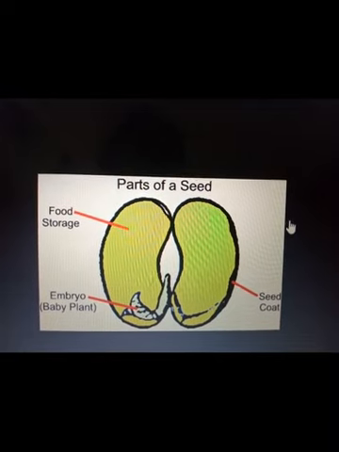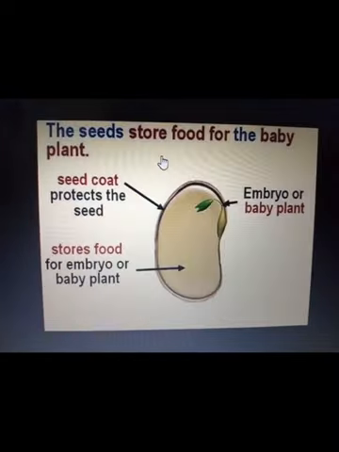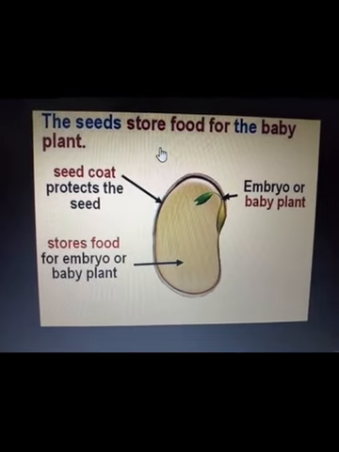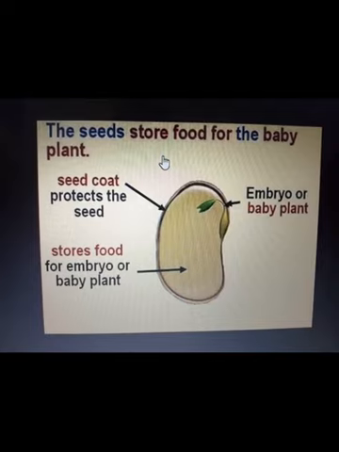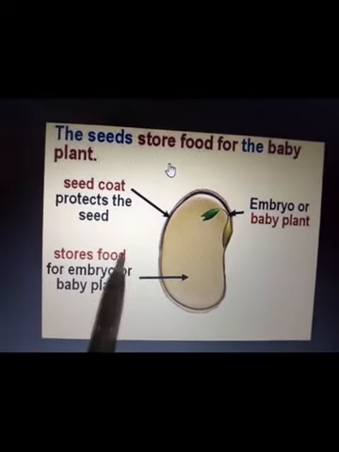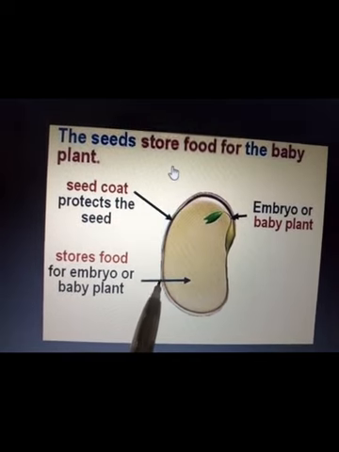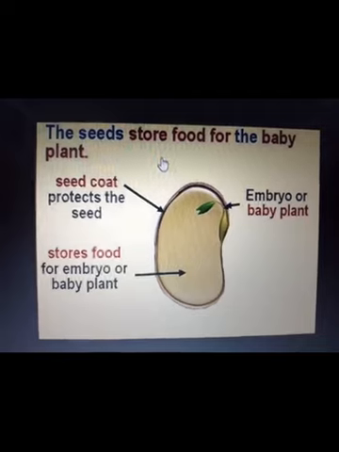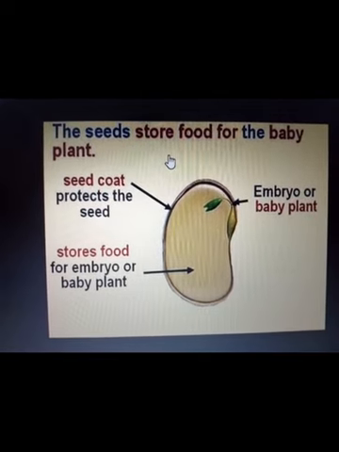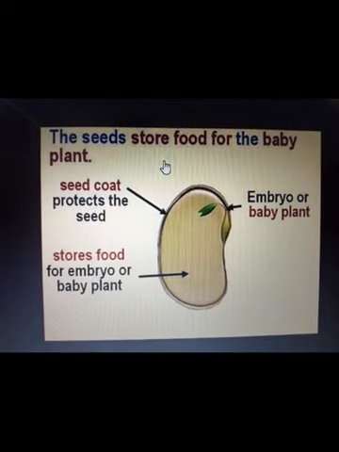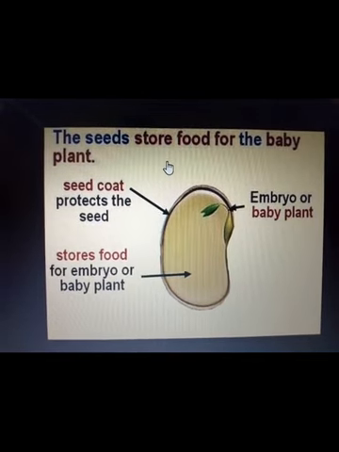Now what are they? First, seed coat. Seed coat is the outer covering of a seed. You can easily see the outer covering of a seed. This is a seed coat. It protects the seed from insects.